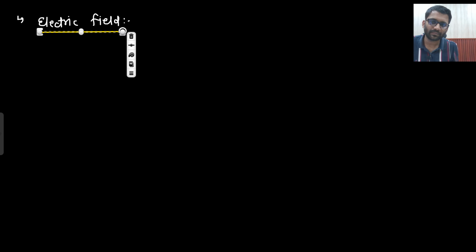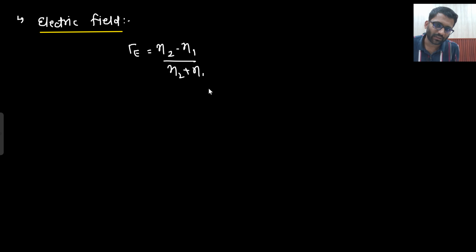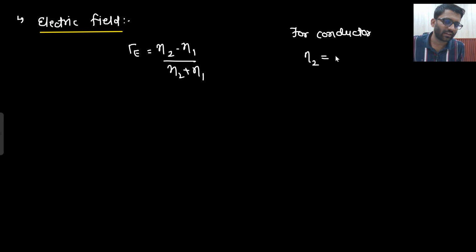What will be my gamma E? Gamma E would be eta 2 minus eta 1 divided by eta 2 plus eta 1. For a conductor, did we see it in the last video? Yes, in the last video we saw it. For a conductor, what is the value of eta? 0. So for a conductor, all the wave is reflected back. No part is transmitted.